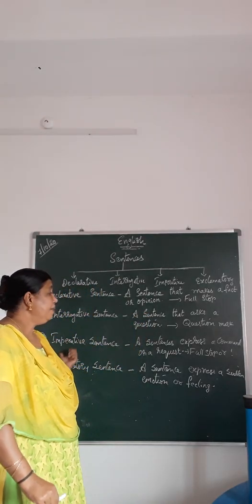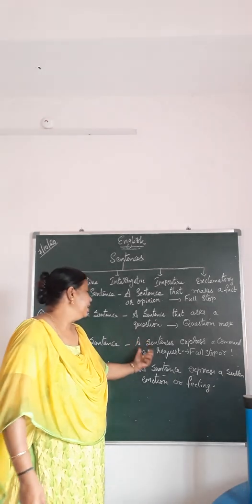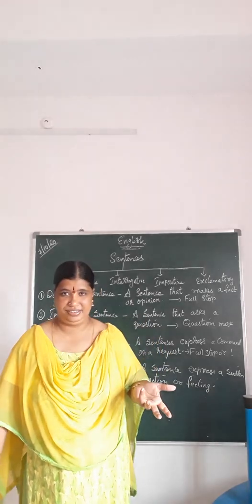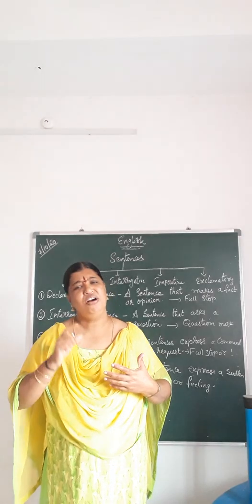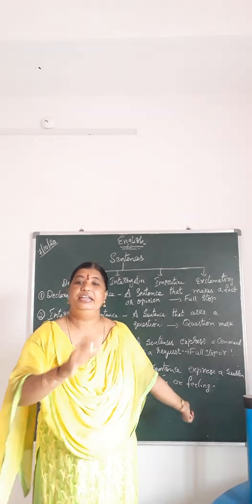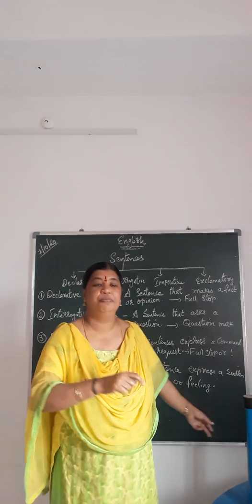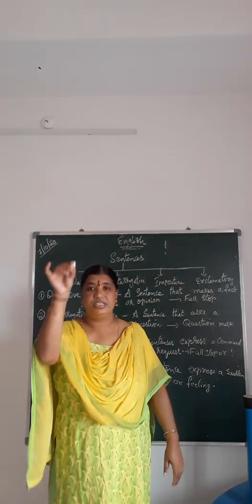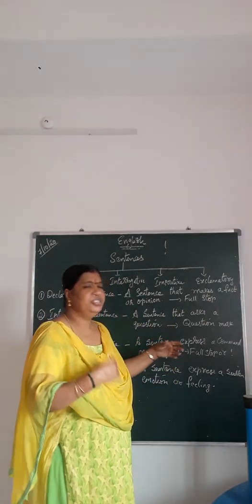Now the next one, the imperative sentence. What is an imperative sentence? A sentence that expresses a command or a request. Any sentence expressing a command or a request forms the imperative sentence. And this sentence can end with a full stop or with an exclamation mark. You know this, no? This is called the exclamation mark, a standing line with a small dot.